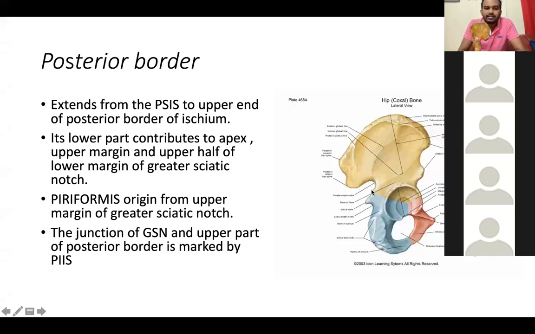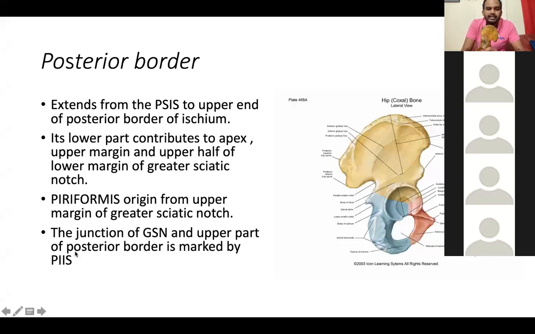Not only that, this posterior border gives origin to the piriformis muscle. It gives origin to the piriformis muscle from the upper margin of the greater sciatic notch. This is the upper margin, yes or no? So from the upper margin of the greater sciatic notch, you see a muscle takes origin, which is piriformis.